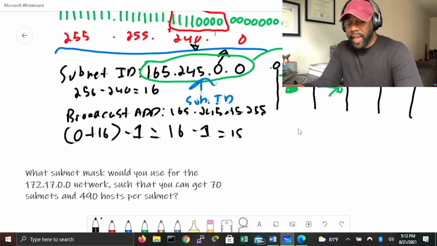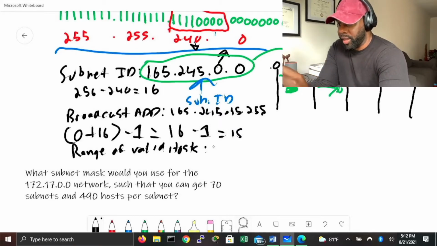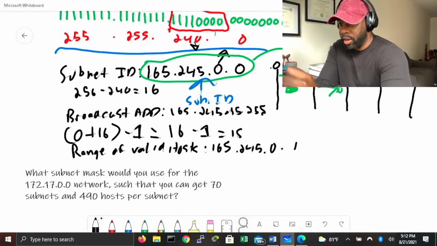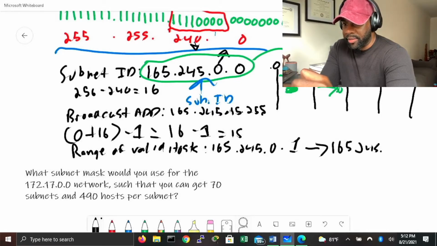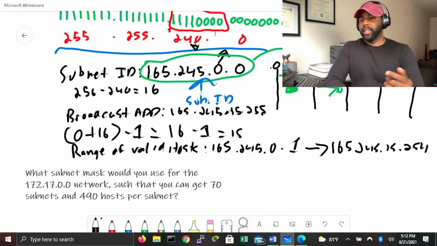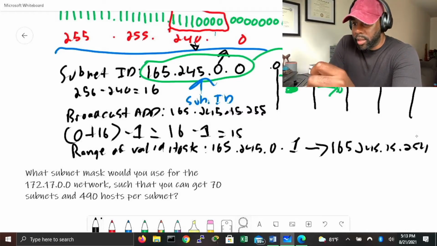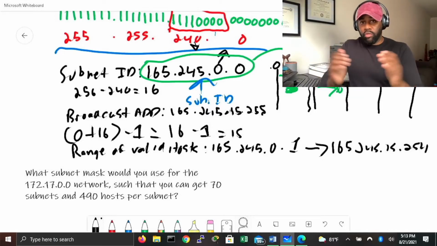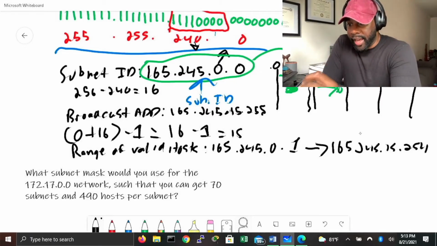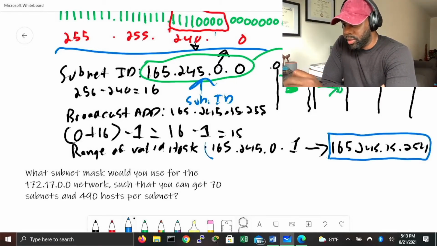Let's figure out the range of valid hosts. It's simply going to start with 165.245.0.1 and go all the way to 165.245.15.254. Boom. That's it, right? Because that's going to be the last number right there. To see that whole group size, that whole range of IP addresses, it ends here as the valid hosts, that is.